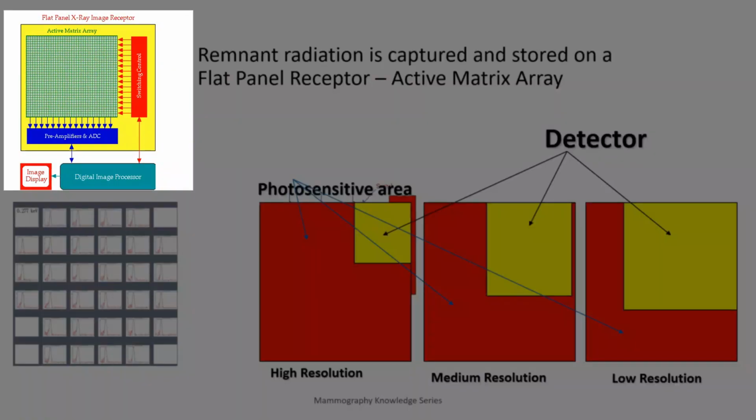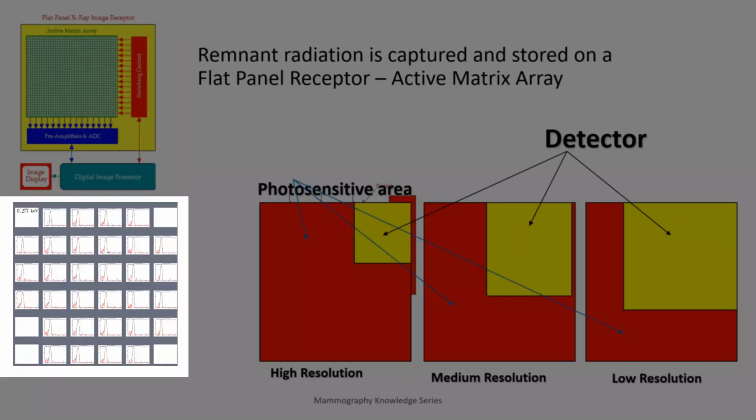The remnant radiation that is captured is stored on a flat panel active matrix array. The active matrix array is made up of rows and columns of DELs, or detector elements. They store the image data as an electric intensity that corresponds to the intensity of the signal. So basically, we have a map of the intensities received and where they were received. That data is then correlated with a lookup table for the mammogram for the unit that you have. It is a computer paint-by-number kind of thing.